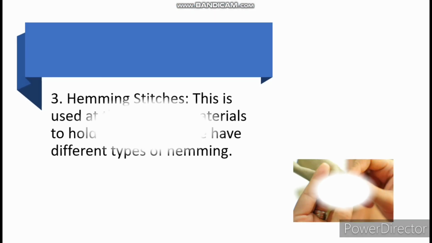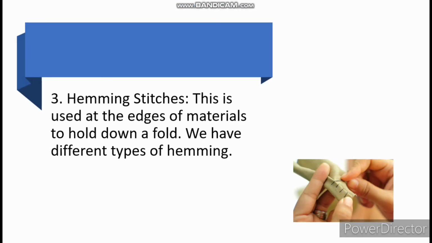Third examples of permanent stitches, hemming stitches. This is used at the edges of material to hold down a fold. This can be called knitting stitch. It is used to hold garment ends and turning of garments. And if you want to make it, you can make it in the following ways.